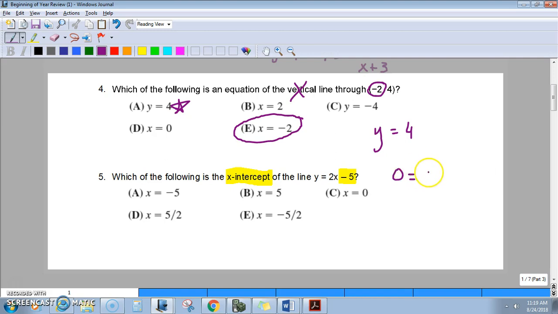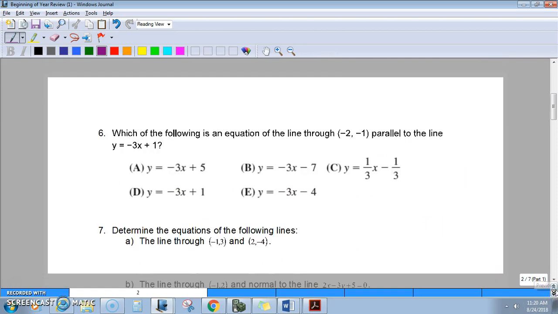So we'll change y to 0. 0 equals 2x minus 5. We're going to solve this, add 5 to both sides. So 5 equals 2x. Divide both sides by 2, and x equals what? 5 over 2, or 2.5. And it's positive. And see how they gave you one positive answer and one negative answer? So don't forget it's going to be the positive answer there.